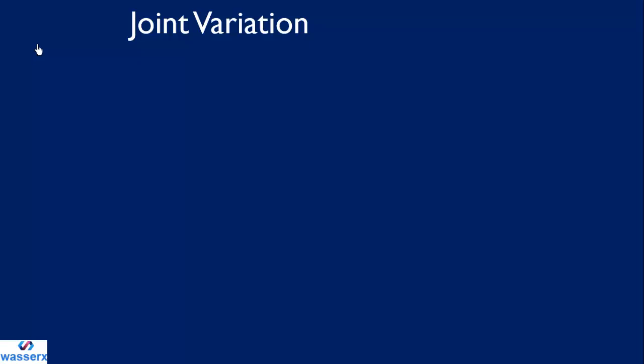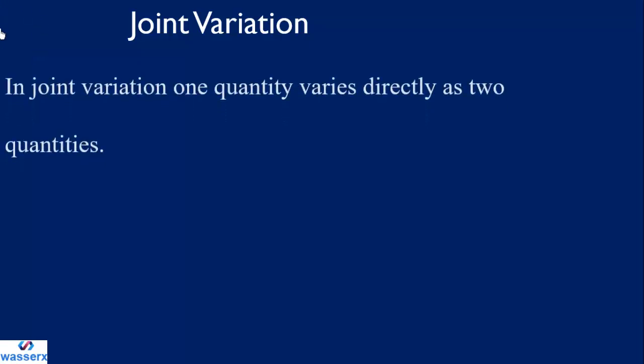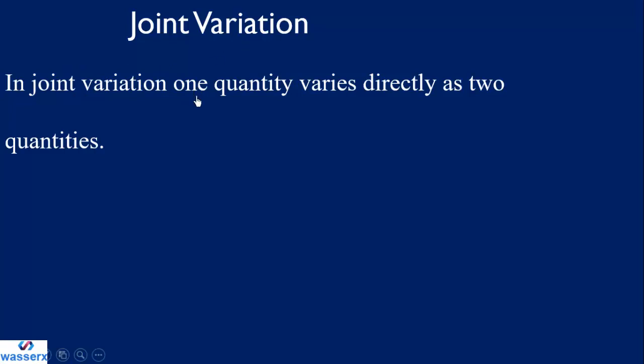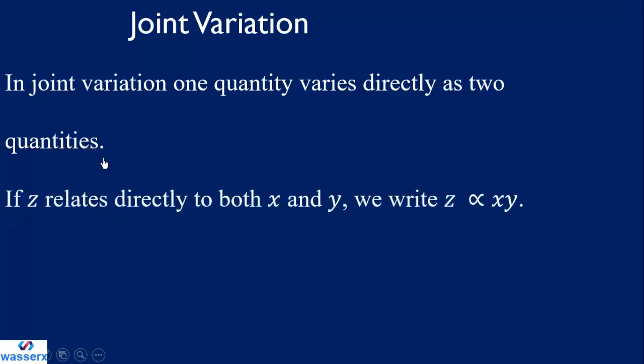Joint variation. In joint variation, one quantity varies directly as two other quantities. Then if we have z relating directly to both x and y, we write z varies jointly as x and y.